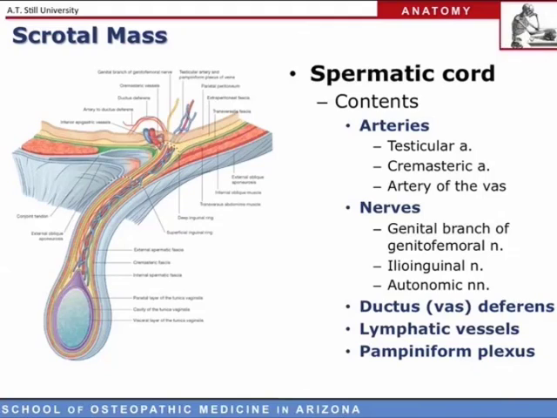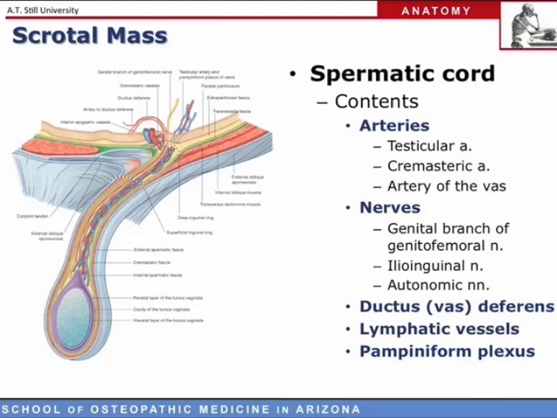Now may be a good time to review your anatomy and try to remember where the testicular artery originates from. And I'll just go ahead and tell you that I want you to remember that it comes off of the aorta, fairly high off of the aorta, which makes sense when you think about where the testes developed, on the posterior abdominal wall. Okay, so the testicular artery is going to be one of the contents of the spermatic cord.